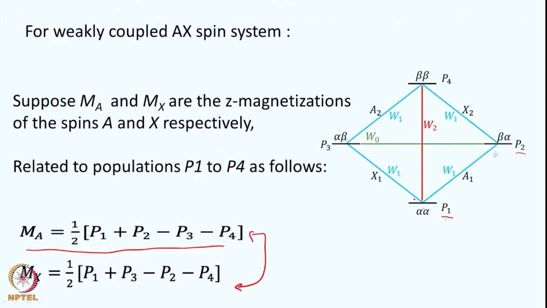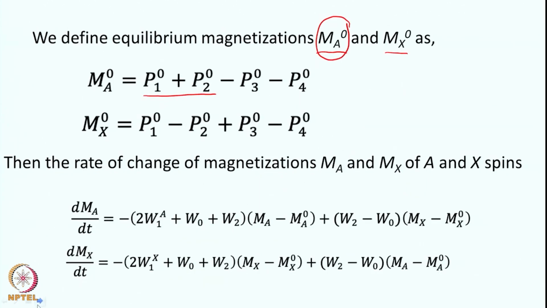So, the A transitions are this and this, the X transitions are this and this. So, we just need to take the difference appropriately, so that we can get it. So, for P1 this is the case. Here and here, that is the transition happening, and if we go back, one can see P10 plus P20 minus P30 and P40 for A, and similarly for X spin we can get it.